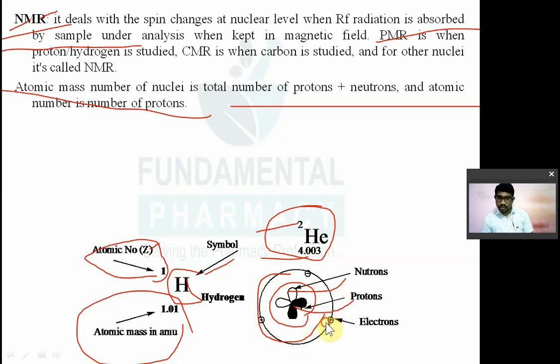Around the protons, electrons are revolving. So we are interested in the proton, not the electrons. Okay? Is that understood? Normally this happens in the nucleus. Atomic mass number is nothing but the total number of protons and neutrons, and atomic number is nothing but the number of protons.